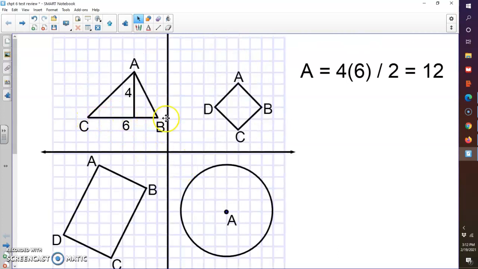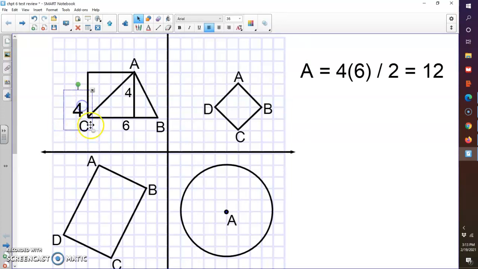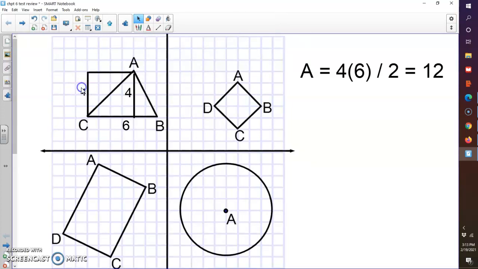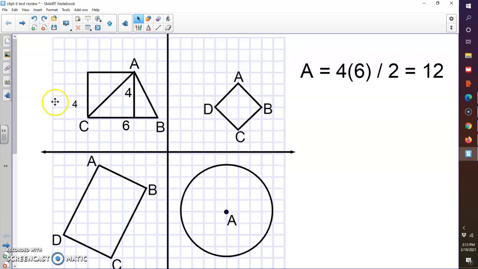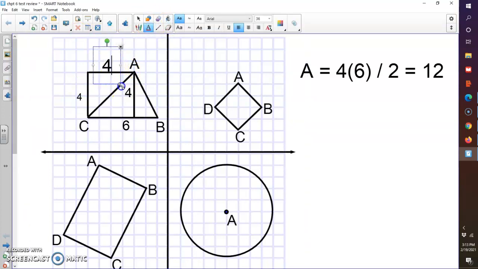Now, I've already counted the base as 6. I'm going to use Pythagorean Theorem to get the lengths of the other two sides. So in terms of this length right here, we're obviously going up 4. We can use that height we've already used. And now I'm also going over 1, 2, 3, 4. So now, right over here, okay, and now I'm going to use Pythagorean Theorem.